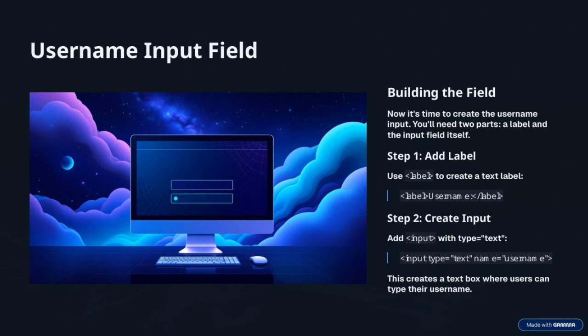Next, we need to create a label for this input field so users know what to enter. We do this using the label tag like so, label username, /label. So the key steps are, first, add the label to clearly indicate the purpose of the field. Second, create the input box itself with type text. This combination of a label and input field is essential because it makes the form understandable and user-friendly.